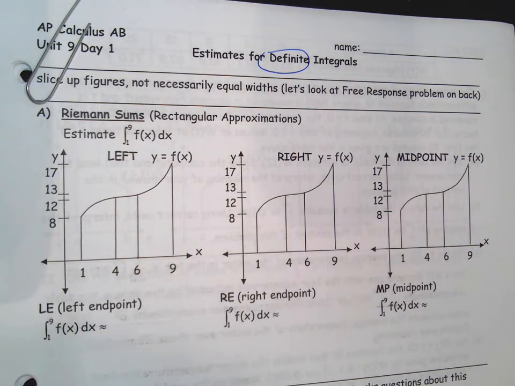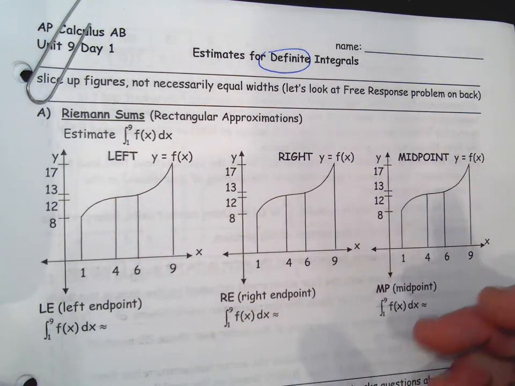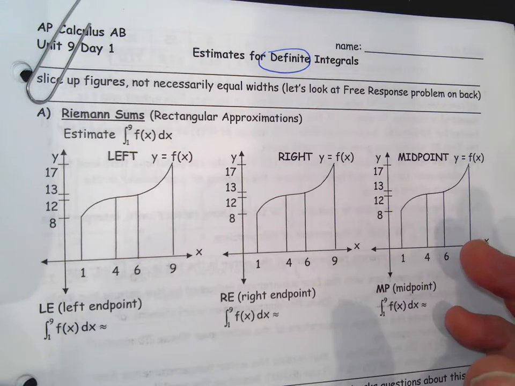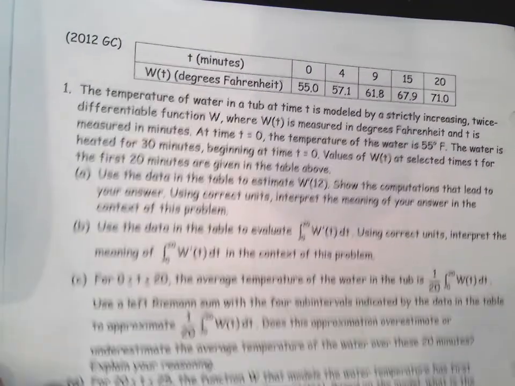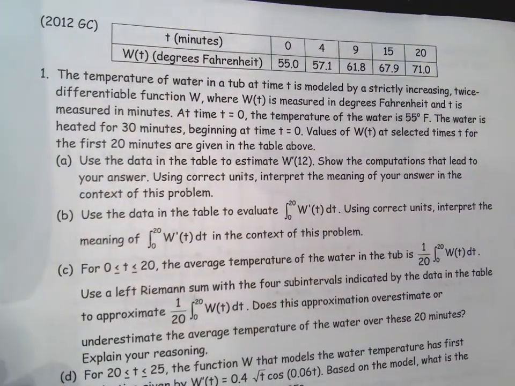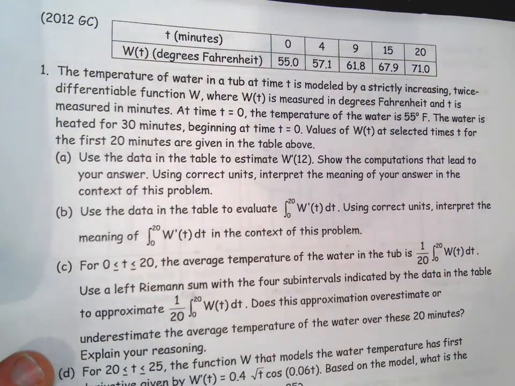And I mentioned this a little bit at the beginning of last unit, but we didn't really do anything else with it. So when we slice things up, a lot of times they're going to be equal widths, but not all the time. We can take a quick look at this problem on the back that we're going to do. And this is a free response problem. So right away, when you see a table on a free response problem, you're going to be doing estimates. Like, you're not going to have a function.